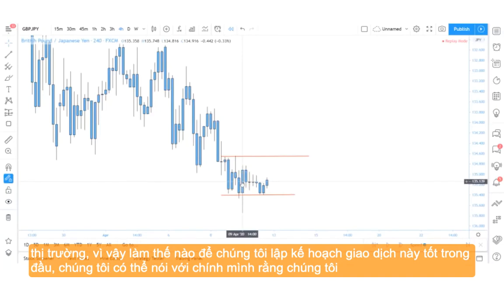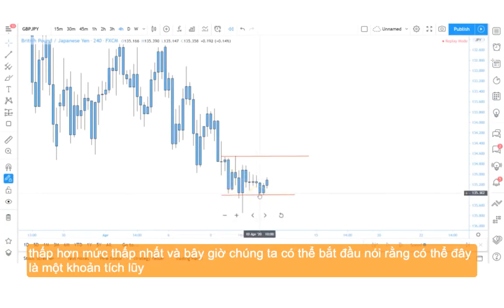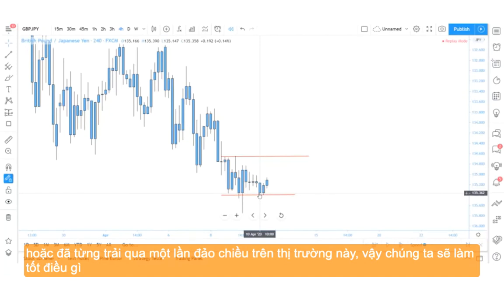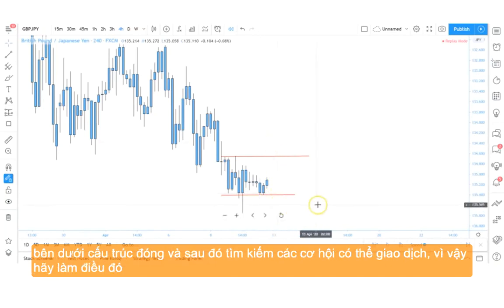Well, in our heads we can say to ourselves, we have a downtrend, we have an area in the market where price is not able to make that lower low, and now we can start to say, well maybe this is an accumulation phase. And what does that mean? Well, it just simply means that we may be seeing or experiencing a reversal on this market. So what are we going to do? Well, we're going to wait patiently for price to break above close or break below close structure, and then look for tradable opportunities. So let's do that.